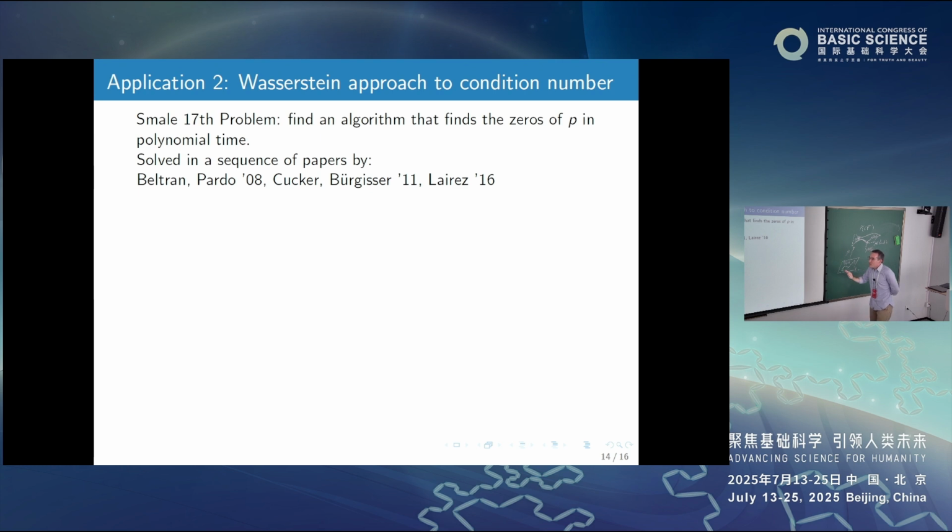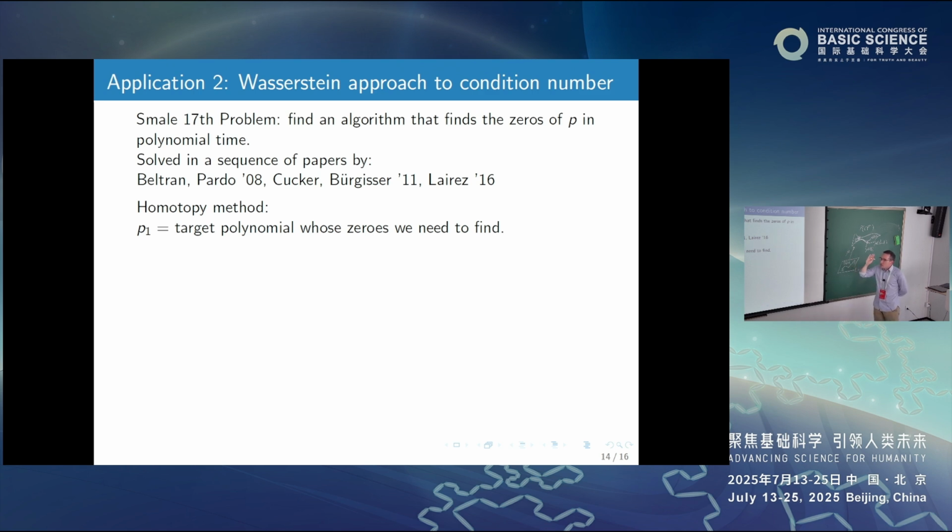This problem has already been settled by a list of great contributions by people working on algorithms and other things, by a series of works by Beltrán, Pardo, Hauser, Bürgisser, and Lairez. They followed this kind of approach, what is called the homotopy method.